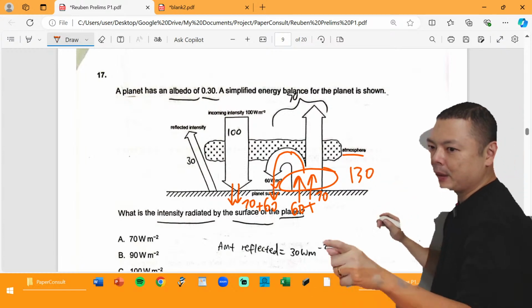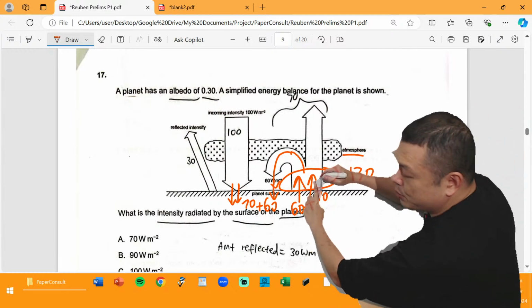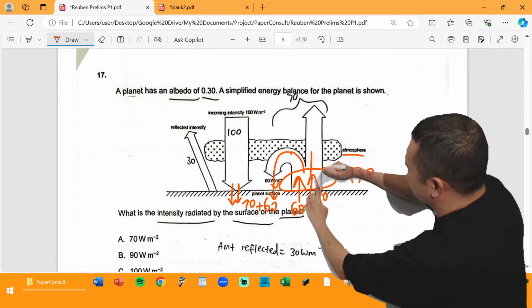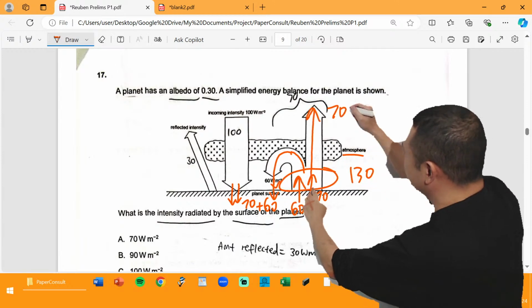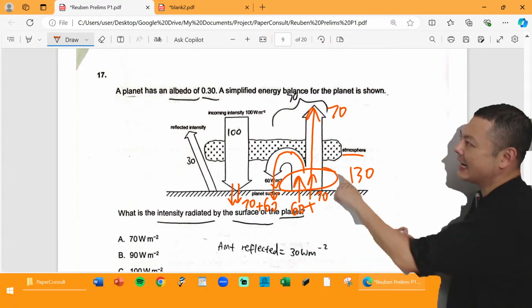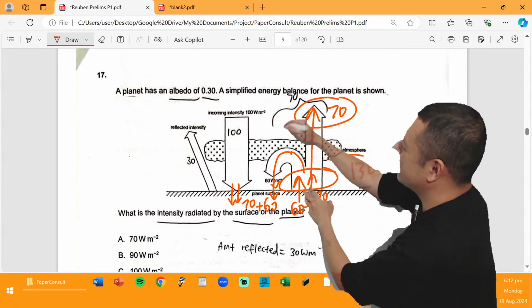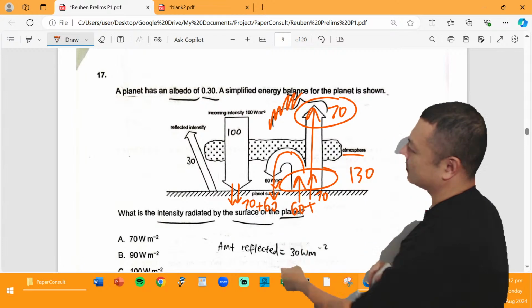Okay, so once you discount that atmospheric part, how much does it come out in total? That's 70. Like this, only this arrow 70, not this whole thing, right? This is wrong.